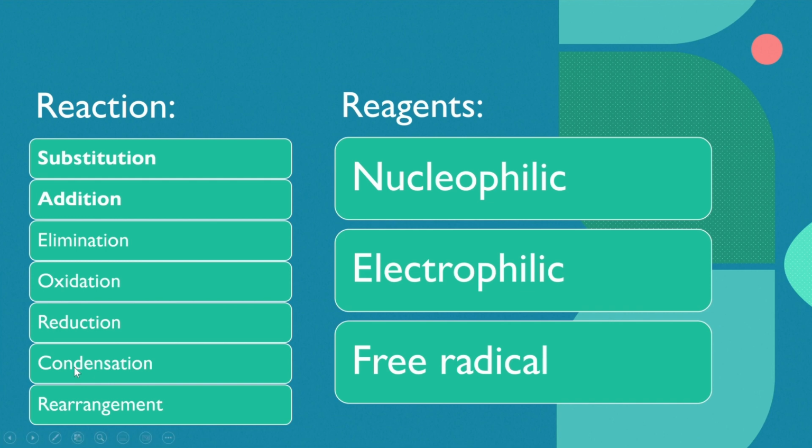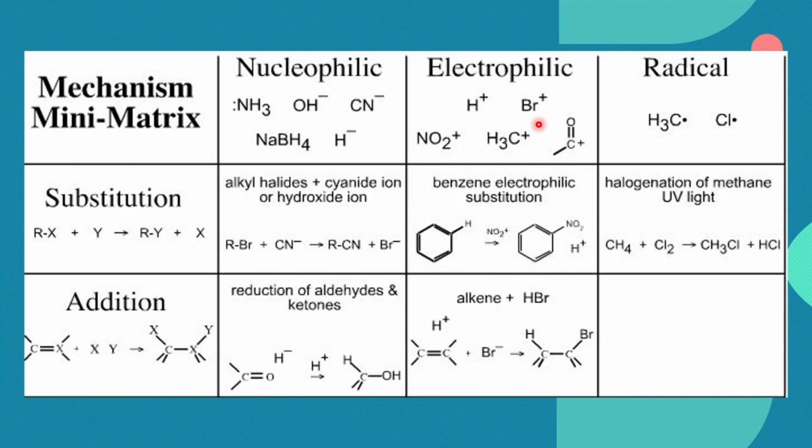The first classification is by what happens when the reaction is over, which could be substitution, addition, elimination, oxidation, reduction, condensation, or rearrangement. For substitution and addition, the second classification is also used in conjunction. This classification is by the reagents, which include nucleophile, electrophile, or free radical. So we could have, for example, nucleophilic substitution, nucleophilic addition, electrophilic substitution, electrophilic addition, or free radical substitution.